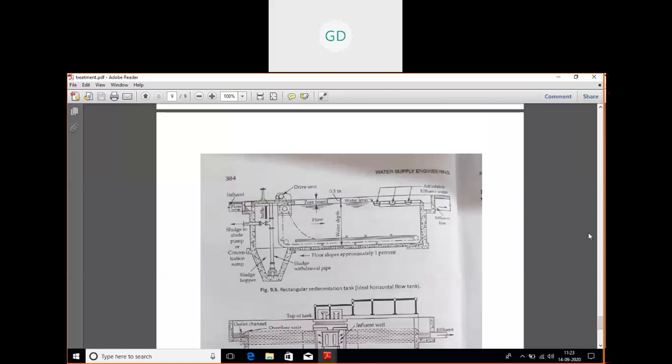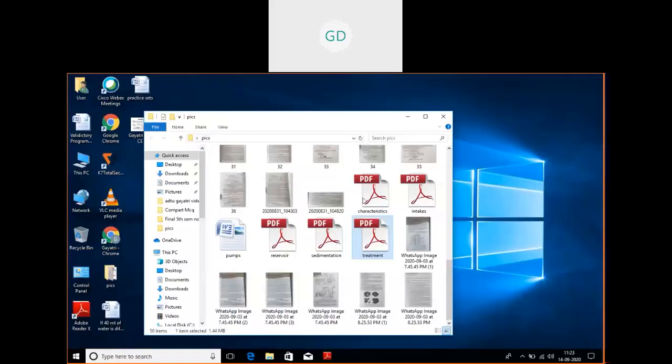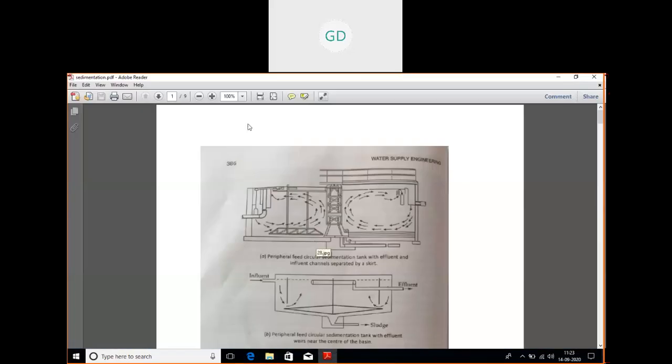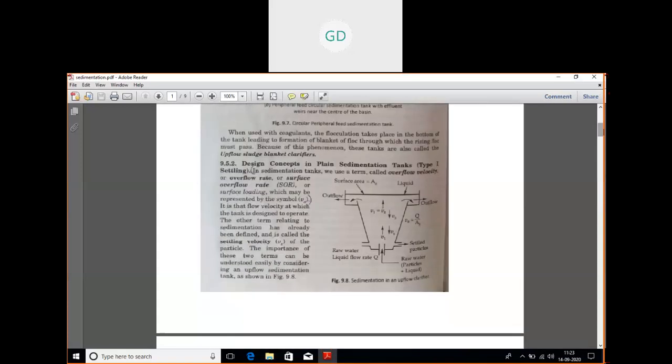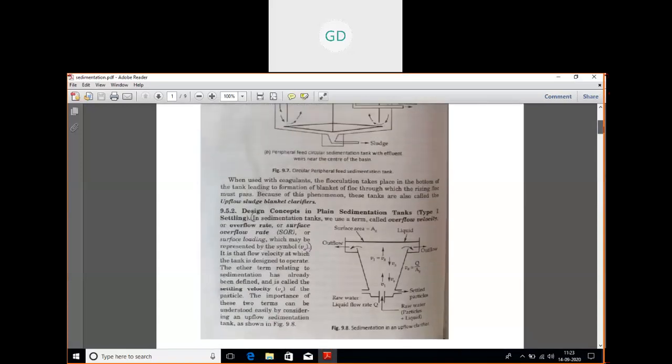If you have a copy with you, you can write down whatever I tell. Now let us see some design concepts: how to design a sedimentation tank, and what values we should know. So let us see, it's written here.